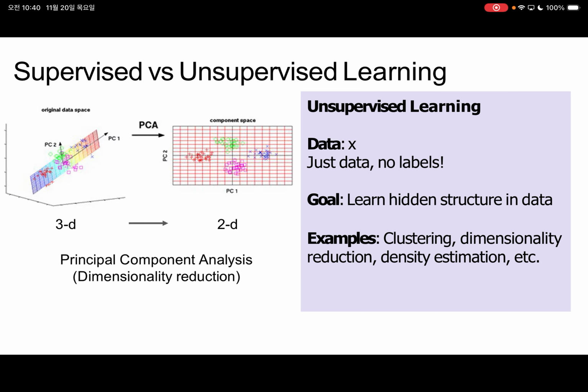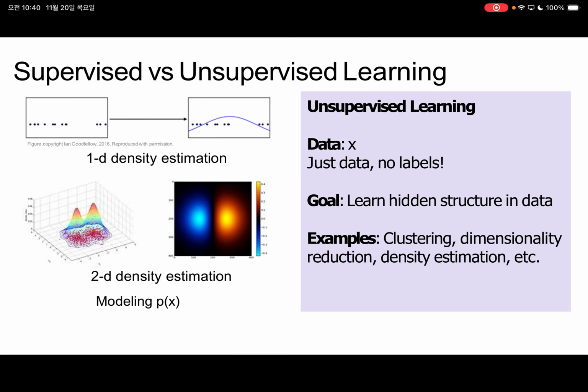And PCA, principal component analysis, tries to reduce the dimension of data, right? It maximizes the variance of the data, getting an axis that maximizes the variance, and then keeps projecting data onto such an axis. That is PCA, one of the unsupervised learning methods. And density estimation: from lots of data points, we'd like to approximate them with a Gaussian, fitting Gaussian distributions to data. Such density estimation can also be unsupervised learning.